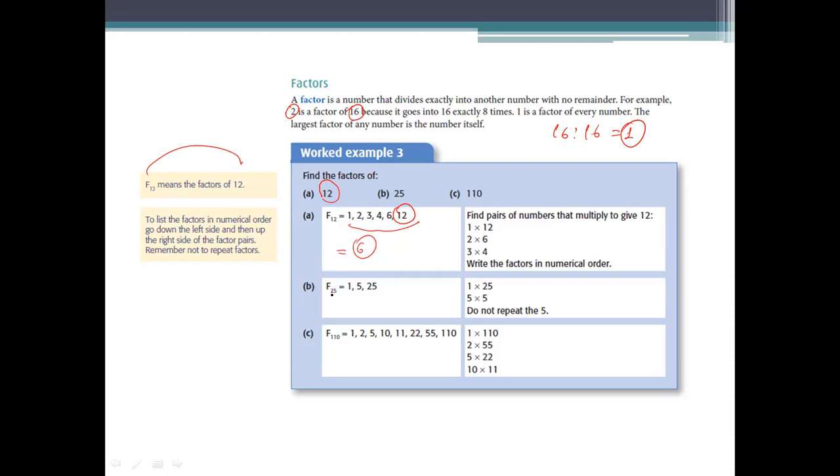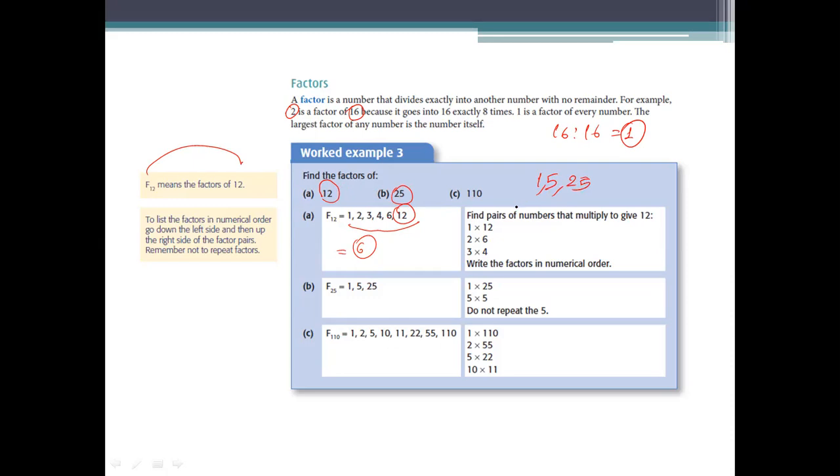And F25. What are the factors of 25? We check which numbers divide 25. 1, exactly. 2, no, because 25 is an odd number and 2 is an even number, so we cannot divide. 3, exactly not, we cannot divide 25 by it. And 5, yes, 5 times 5 is 25. And the last one is the largest factor of 25, which is itself, meaning 25.